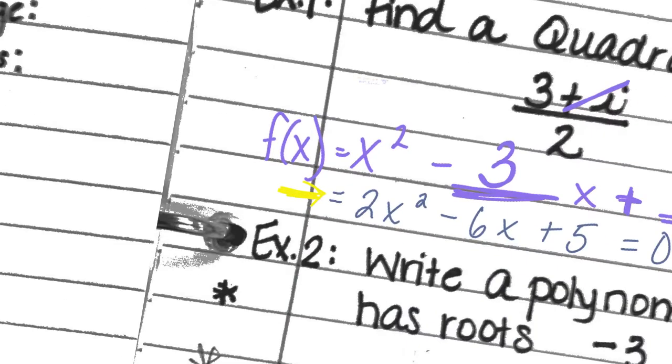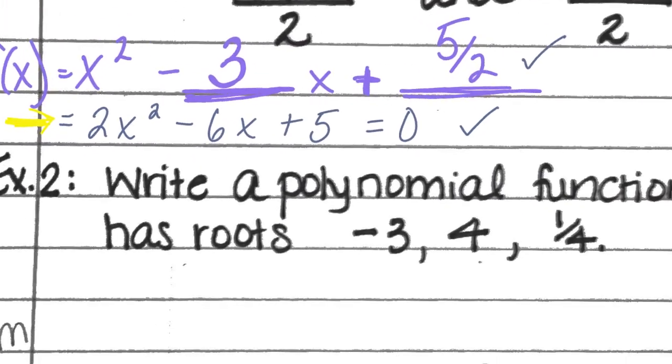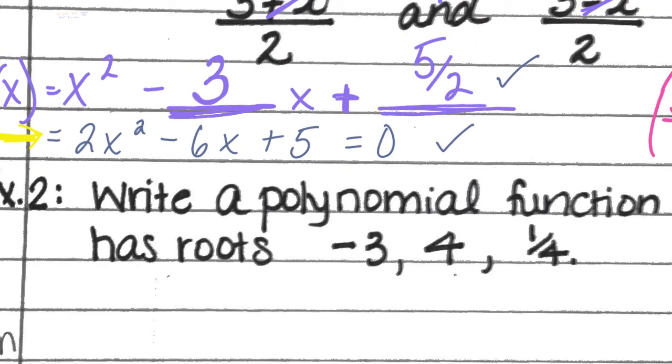All right, a lot of times you guys forget that sometimes polynomials have 3 terms. So the first thing we're going to do is we have to see that we have the roots negative 3, positive 4, and positive 1/4. So I'm going to put this first one in that same formula, f of x equals x squared minus the sum of x plus the product. Well, when I add negative 3 and 4, I get 1. When I multiply, I get negative 12.